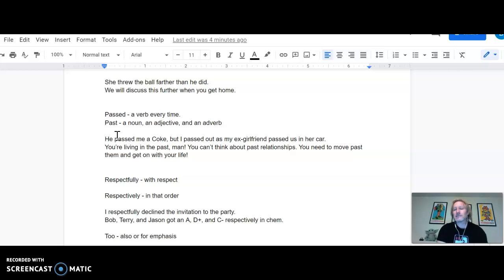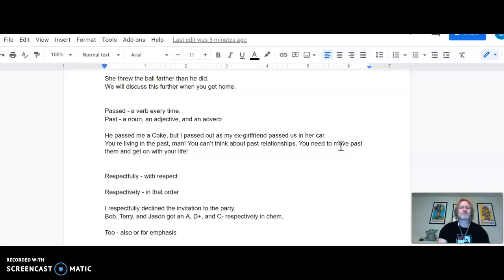With a T, it's a little bit more versatile. It could be a noun, it could be an adjective, or it could be an adverb. So the noun form is, you're living in the past, man. You can't think about past relationships. Here, past is an adjective. It's describing relationships. And then the adverb idea is you need to move past them and get on with your life. So past modifies the verb there, makes it an adverb. So really simply, if it's a verb, it's passed. If it's not a verb, it's past.